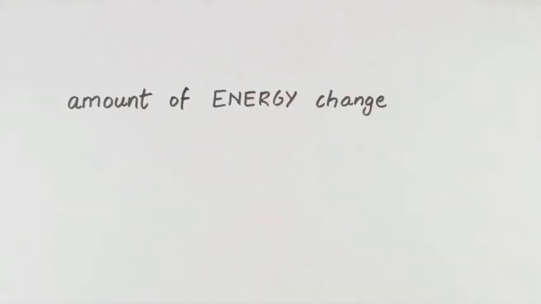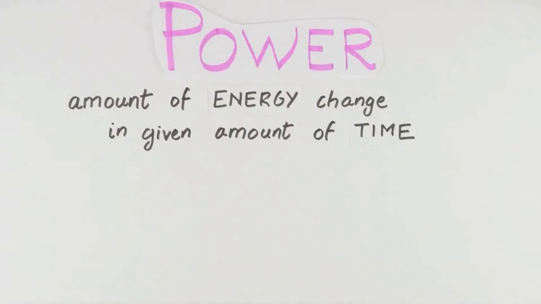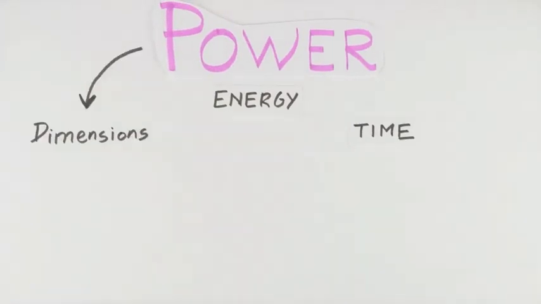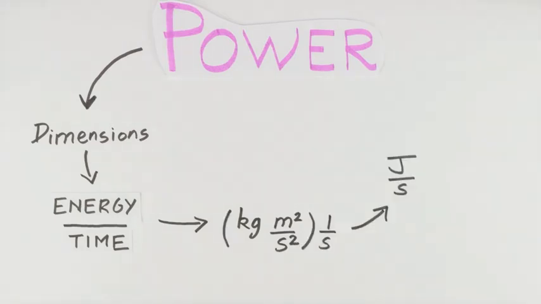There is a physical quantity that tells us about the amount of energy change or energy transfer in a given time interval. That quantity is called the power, which has the dimensions of energy over time, and corresponding SI units, joules per second, which has a special name, the watt.